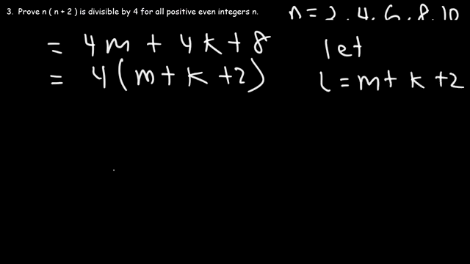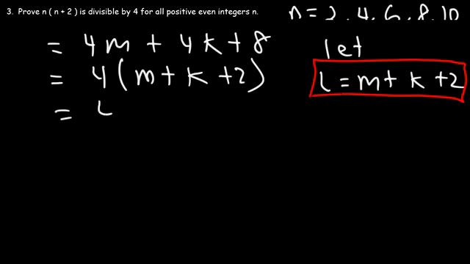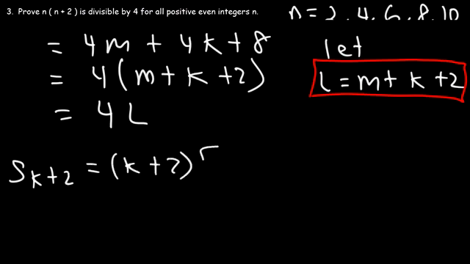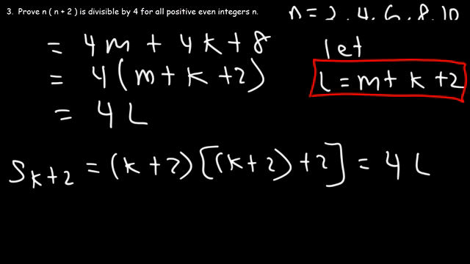M and k are both integers, so m plus k plus 2 has to be another integer, which we'll call L. So this is equal to 4 times L if we replace this with L. And that's basically it. So s sub k plus 2, which was k plus 2 times k plus 2 plus another 2, all of that is equal to 4 times some integer L, which means that the original expression is indeed divisible by 4. And that's basically it. So that's how you can work induction divisibility problems.